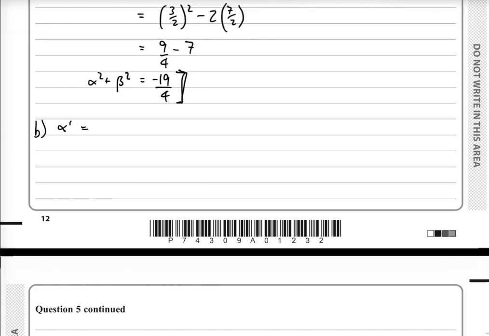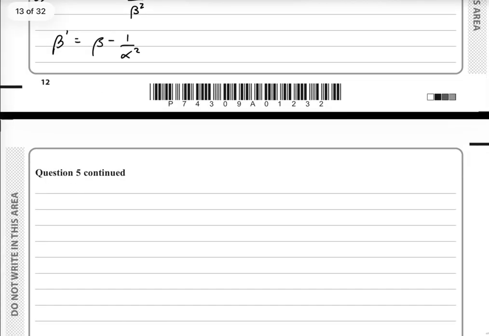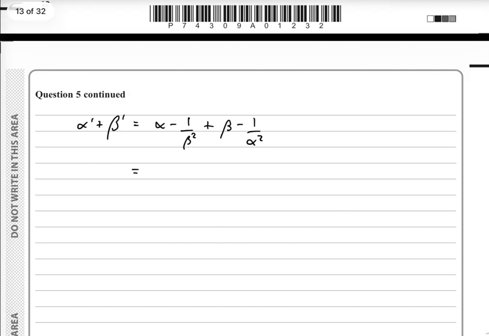Alpha prime, alpha minus 1 over beta squared, was that right? Yes, and then the opposite for beta prime, beta minus 1 over alpha squared. So adding these two together, now we need to manipulate this into those three things that we've got. Already I can see an alpha plus a beta there, that's fine, we'll leave those.